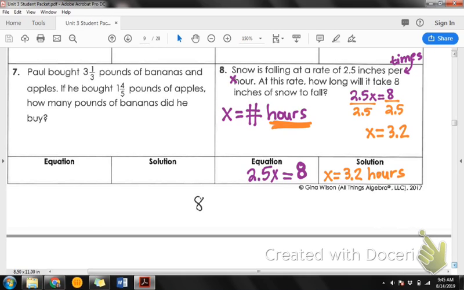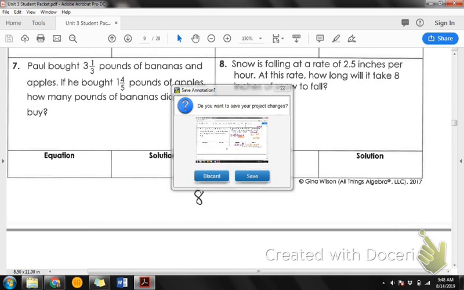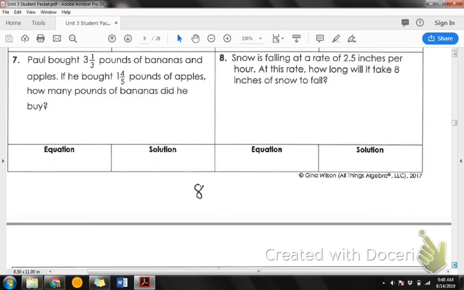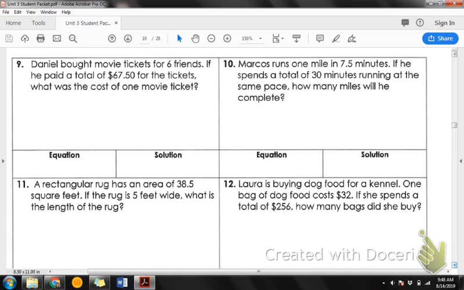Okay, questions about that part? Okay. There's a whole other page of problems. We're not going to do all of these. Let's see if you can do number 9. Number 9 is like one that we've already done. So I'd like for you to try number 9, please.